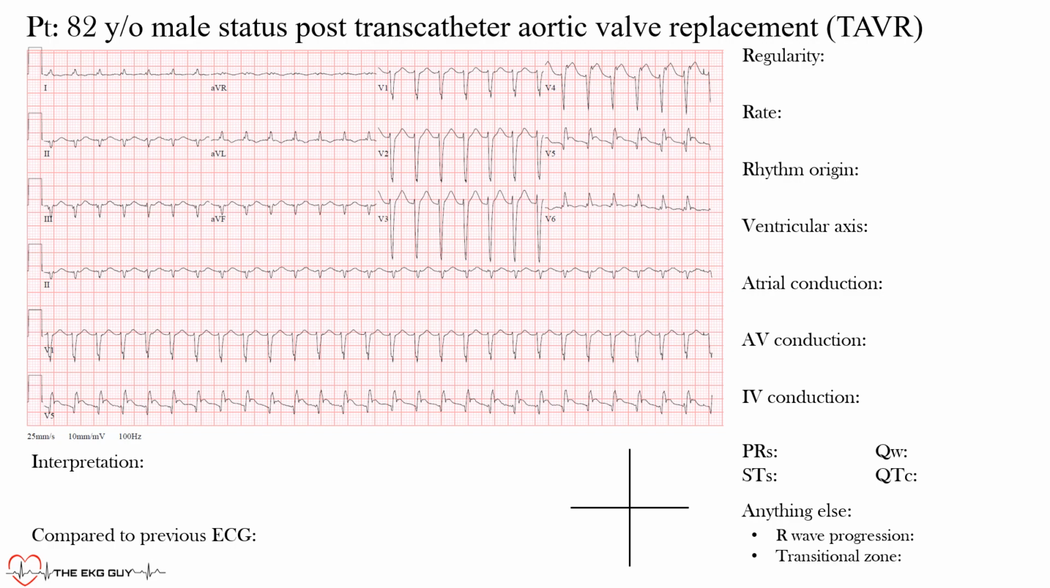We have here a case of an 82-year-old male who is status post transcatheter aortic valve replacement, or TAVR, and has this EKG. So what we're going to do is go through this whole EKG step by step to ensure that you're able to interpret it. What you want to do is go through these things here on the right side: the regularity, rate, origin, ventricular axis, atrial, AV, and IV (intraventricular) conduction. Go through everything here and look at all of it and try to get a final interpretation. You can pause the video now, and when you're ready you can restart it and we'll walk through this together.